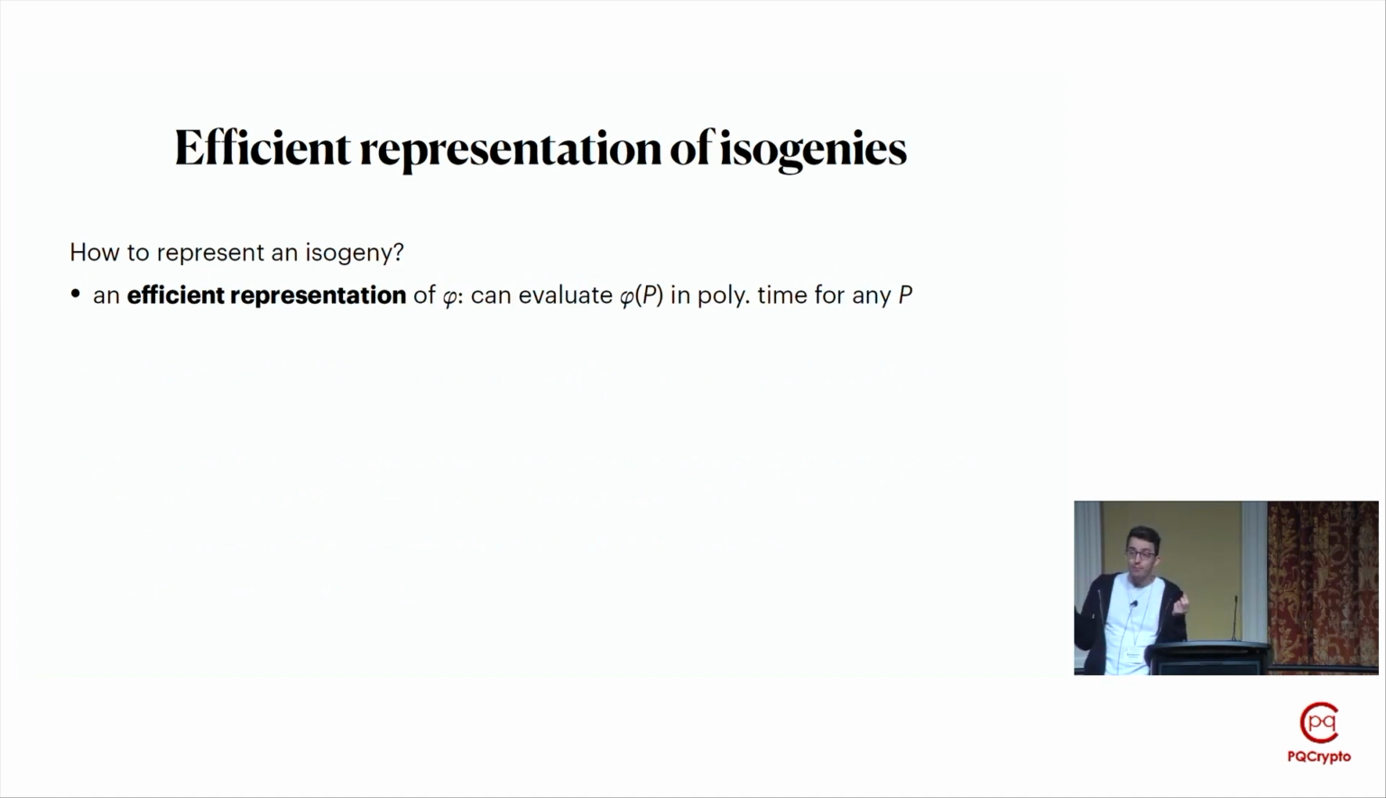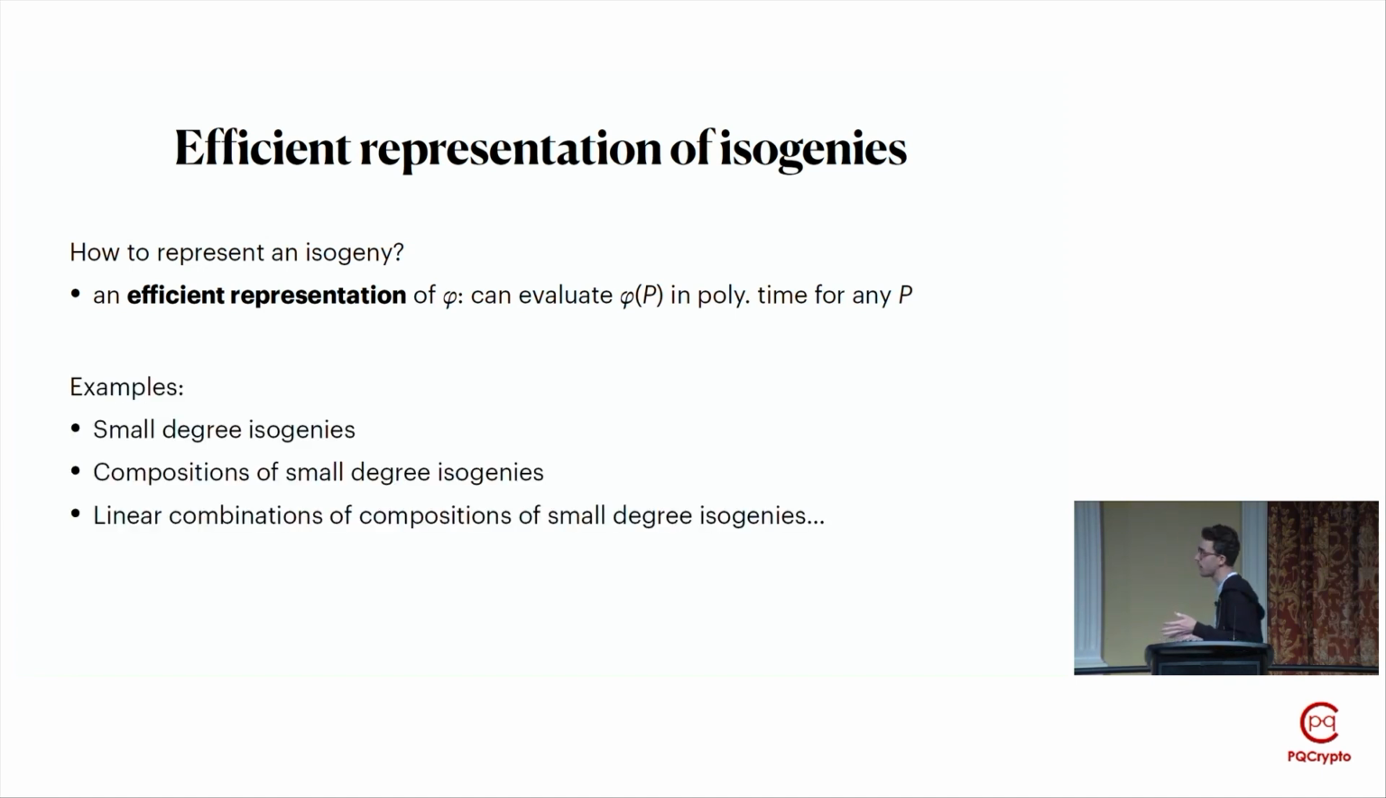An isogeny is a map from a curve to another one. So all you want is for an efficient representation of an isogeny to mean an algorithm that allows you to evaluate this map. An efficient representation of phi would just be some data about phi that allows you to compute phi of P for any input P. We've seen a few examples. Isogenies of small degree are efficiently represented in that sense by their kernel. Then you can use these small degree isogenies and build a more complicated one by compositions, building isogeny paths.